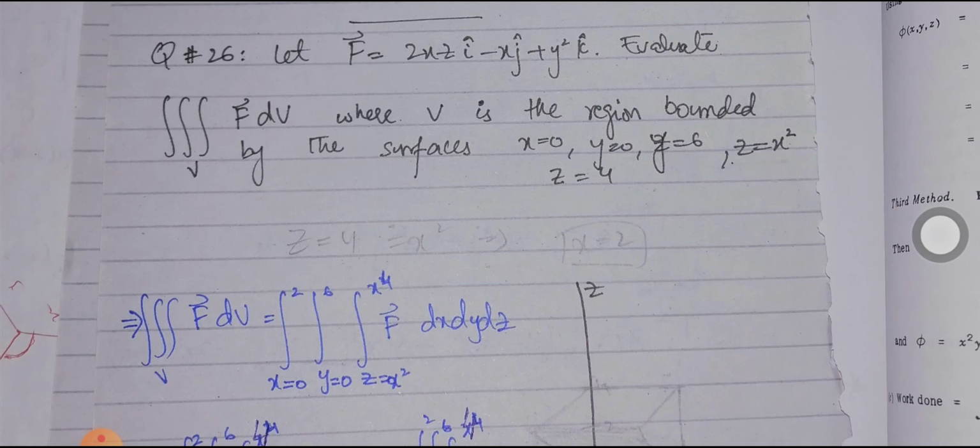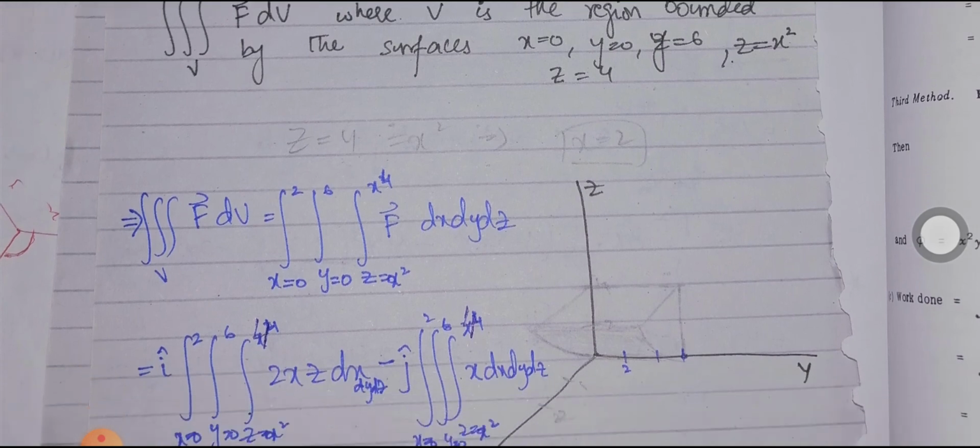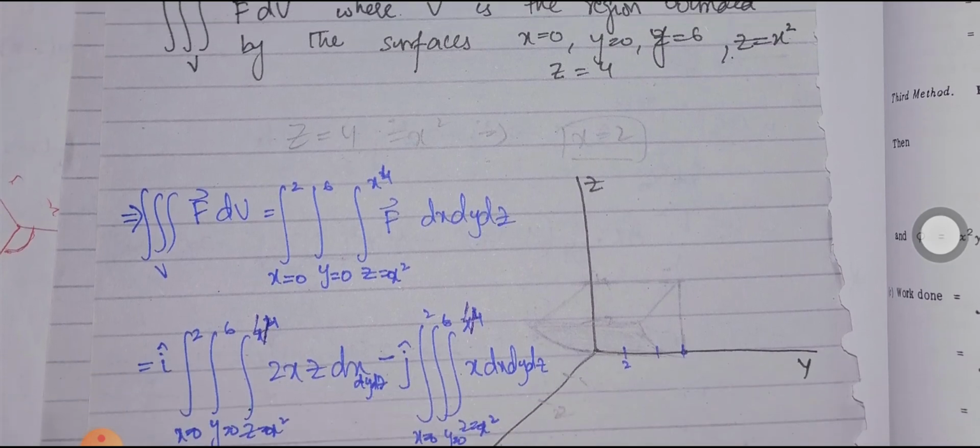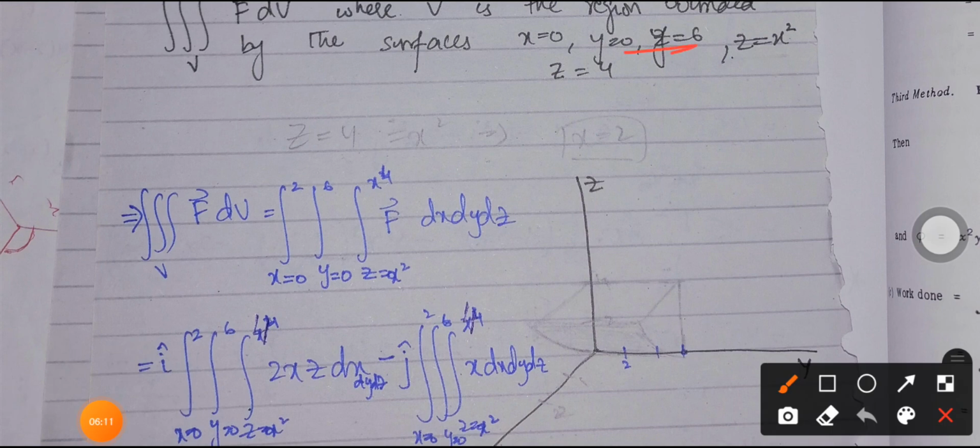So again we are going to draw the volume first, and here you can see that y has the finite limits 0 to 6. So y is the independent variable here. So here is y varying from 0 to 6.